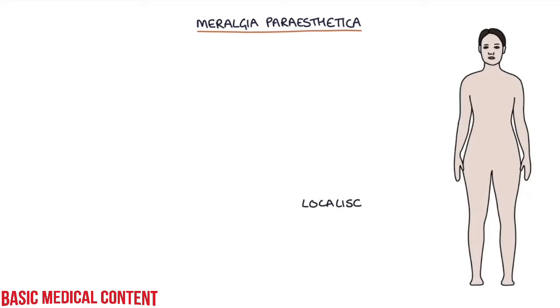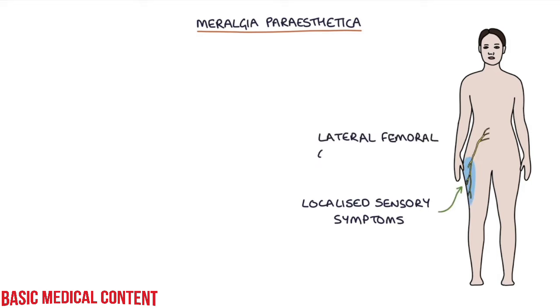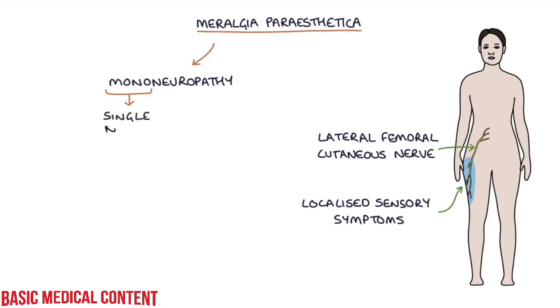In this video, I'm going to be going through Meralgia paresthetica. Meralgia paresthetica refers to localized sensory symptoms of the outer thigh, which is caused by compression of the lateral femoral cutaneous nerve. This is a mononeuropathy, meaning that only a single nerve is affected.